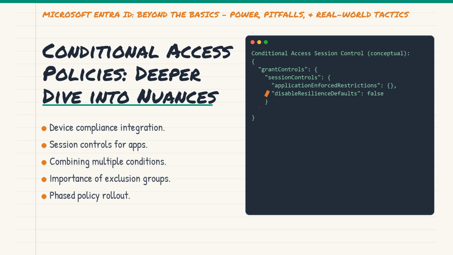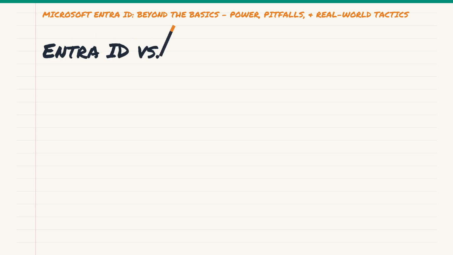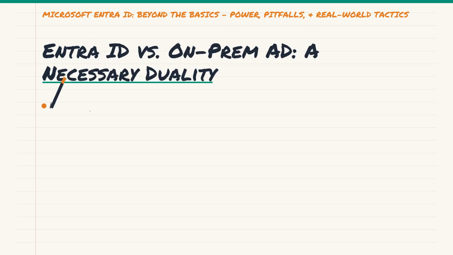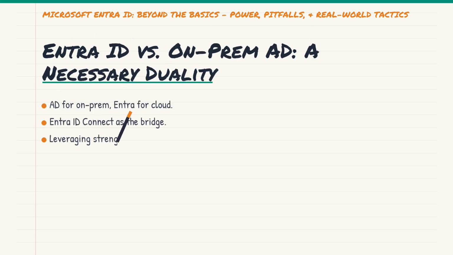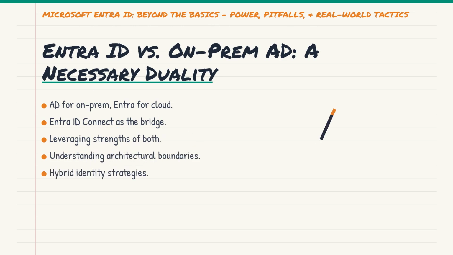Always test them with pilot groups. It's crucial to remember that Entra ID and on-premises Active Directory serve different, albeit often complementary, purposes. AD is the king of the domain-joined, Windows-centric network. Entra ID is built for the cloud, for federated services, and for a diverse range of devices and platforms. The hybrid model is about leveraging the strengths of both.